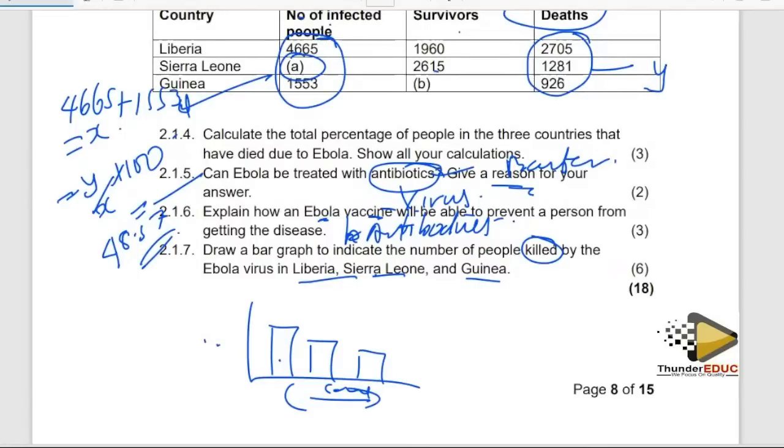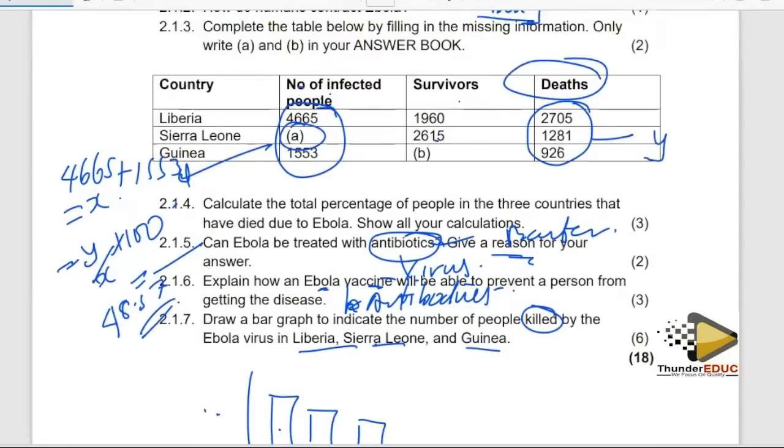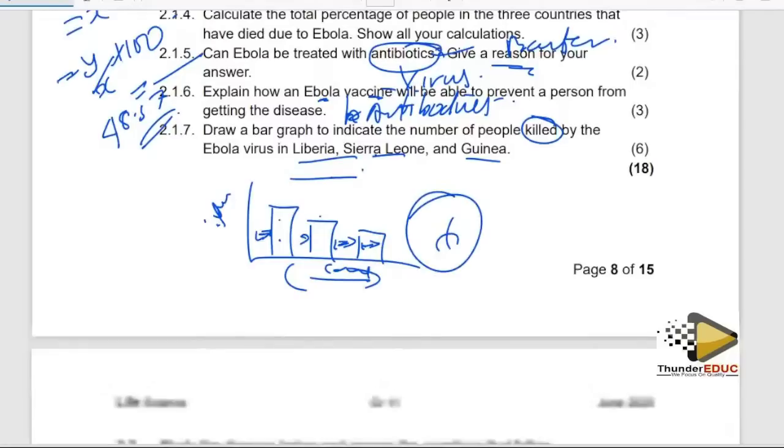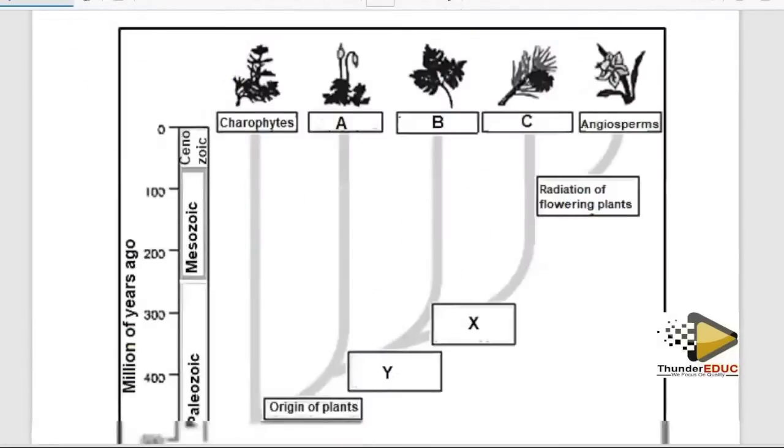What is it? The death. Number of people who died. Yes, no units there. And also the title here. These bars must be the same size in terms of the width. The space here must be the same. The spaces must be the same. Yeah, basically that's it, and you get all the 6 marks. So when they bring such questions, it's just 3 marks.